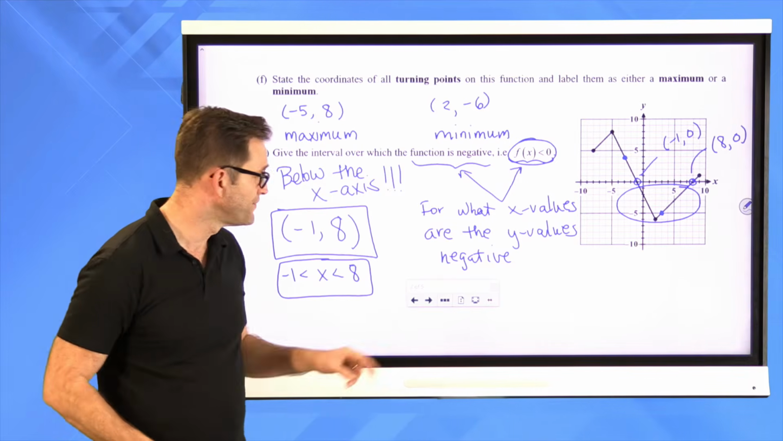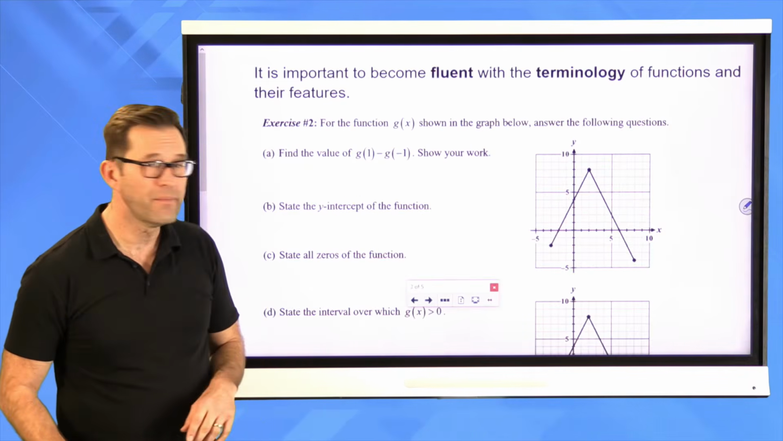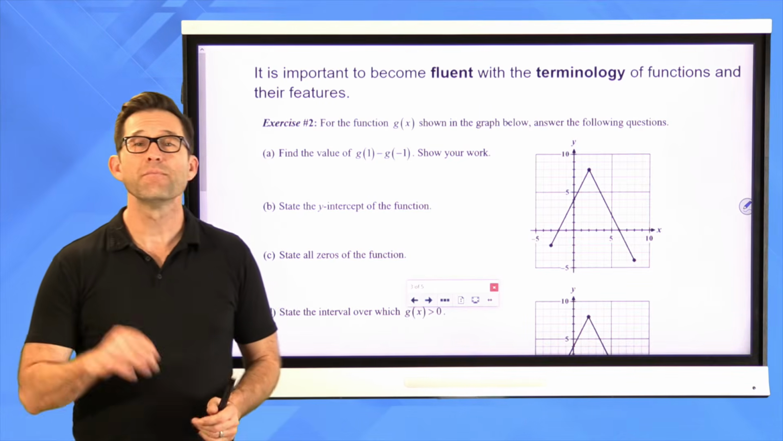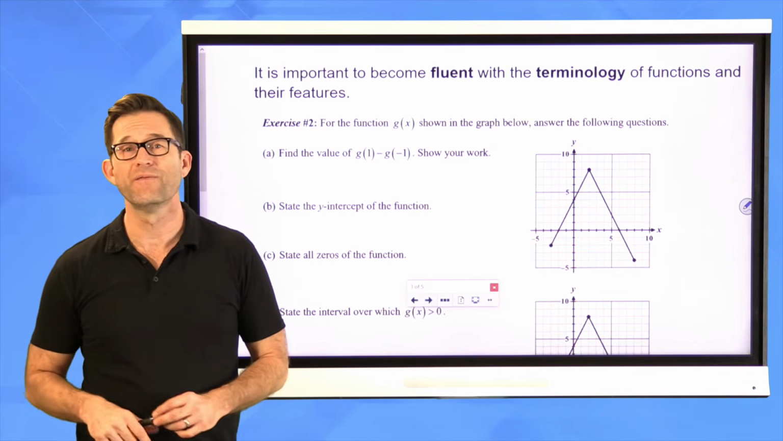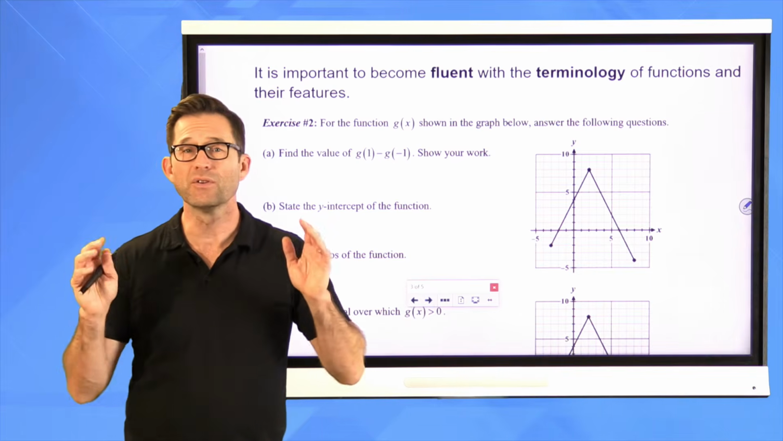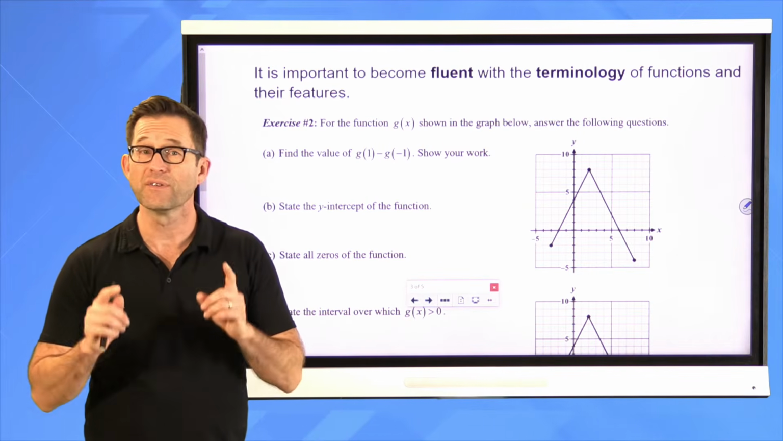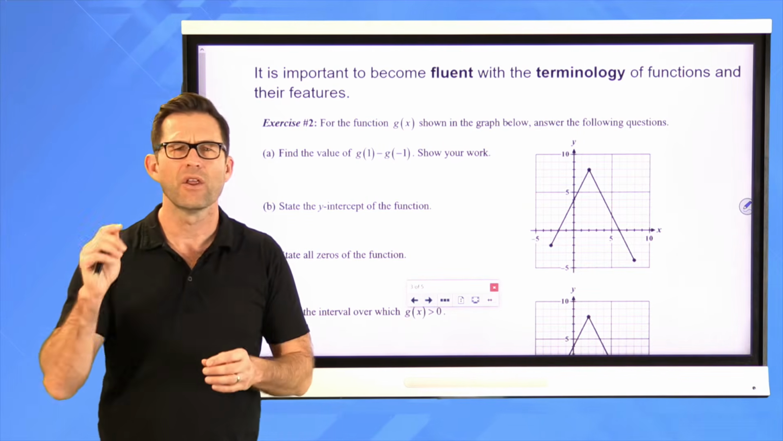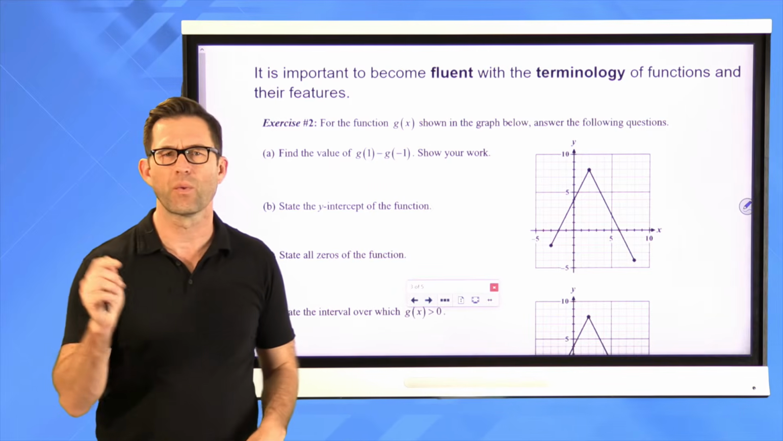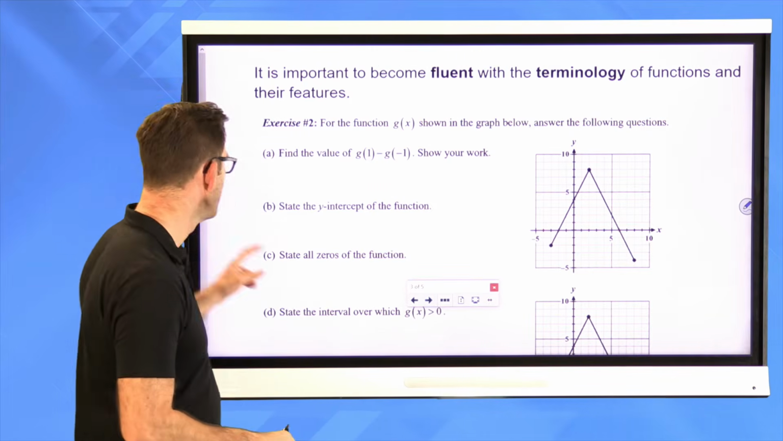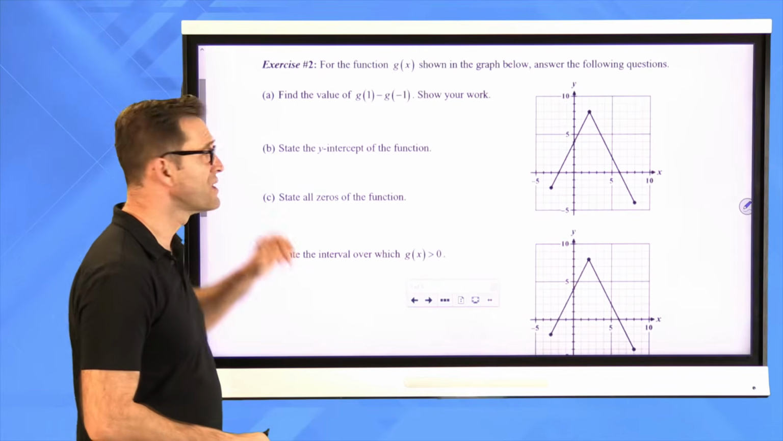Okay, that was a lengthy problem. Let's do some more. It's important to become fluent with the terminology of functions and their features. I want to be able to just give you a graph of a function or even some tables, things like that, and say, what's the y-intercept? What are the zeros? What are the turning points? Things like that. So let's look at another function represented graphically.